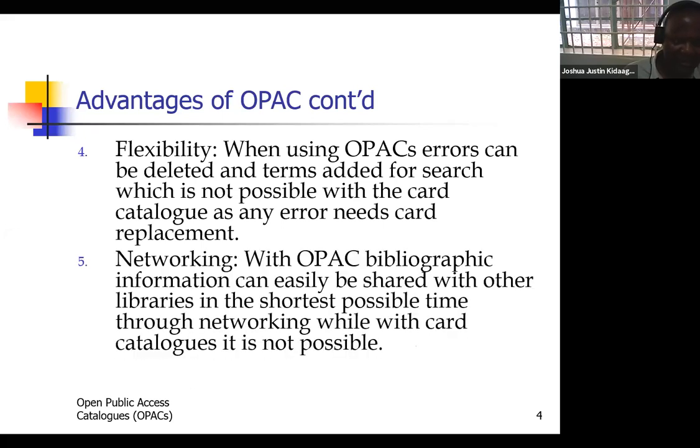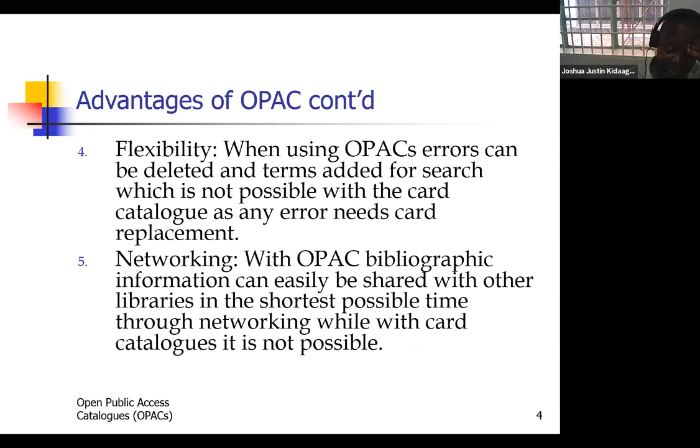catalog. The networking with OPAC, the bibliographic information can easily be shared with other libraries. So the details that we use to catalog our documents, that is the title, author, pagination, all those are bibliographic details which can easily be shared with other libraries in the shortest possible time through networking, wherever. But for the card catalog, that networking is not so pronounced as it is with the OPACs.